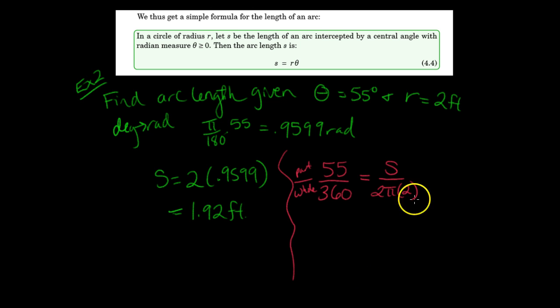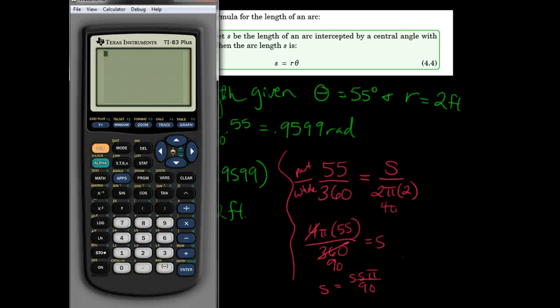Okay, so when you solve that, this is 4 pi, right? So I'm going to bring the 4 pi up to the top. So I have 4 pi times 55 divided by 360. 4 goes into 360 90 times. So now we know that S is equal to 55 pi over 90. You could simplify that more, but let's just use the calculator to make sure that the answer is the same.